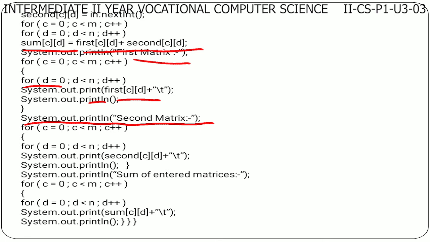Then last, System.out.println("Sum of entered matrices"). Here again for printing the sum, I am using a for loop. In the same way, for c = 0; c < m; c++. Within the for loop, again for d = 0; d < n; d++. System.out.println(sum[c][d]). So in this way, I am printing the sum also.